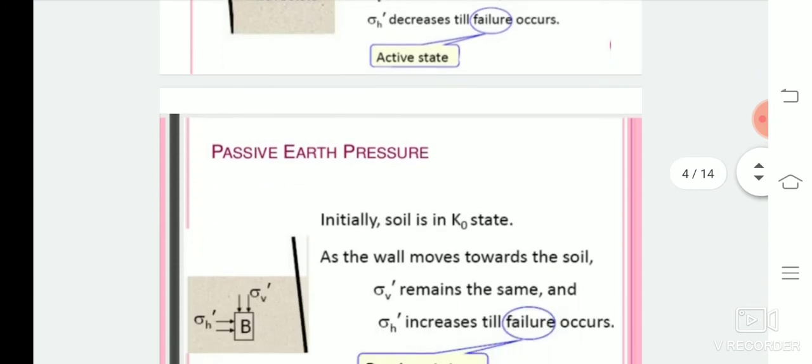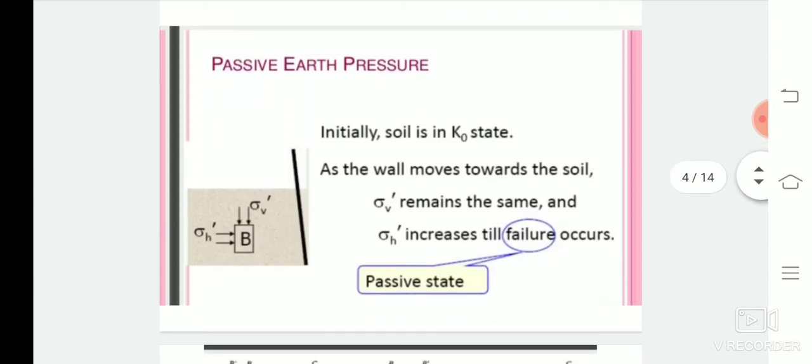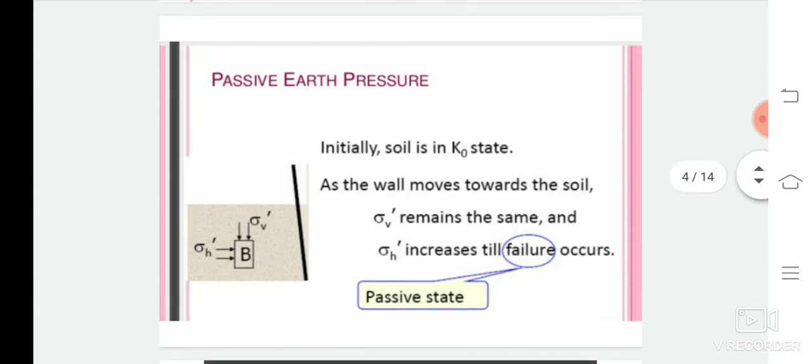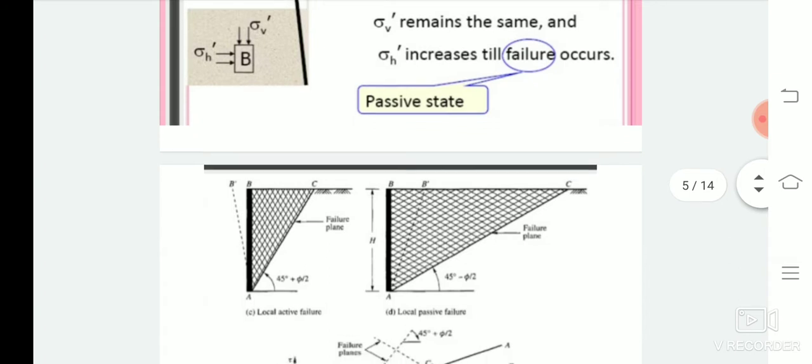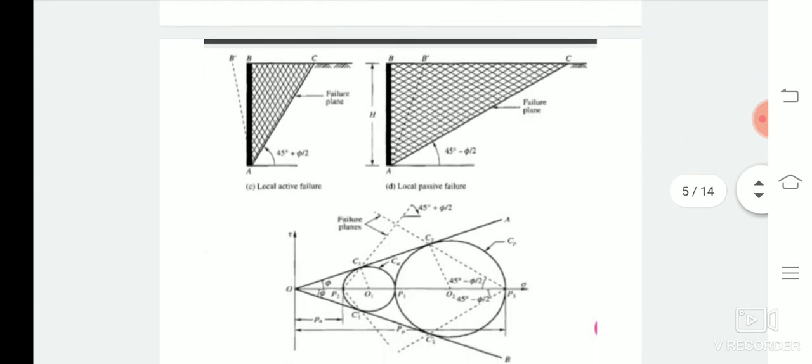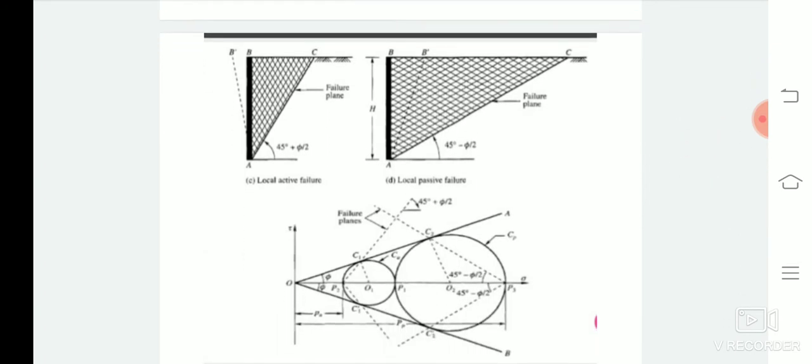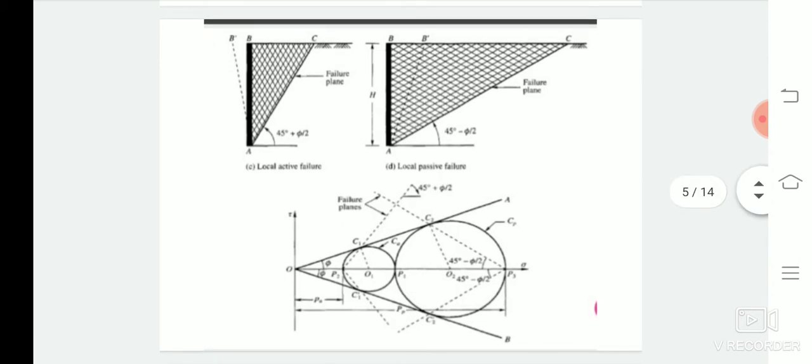And what will be the passive state? Exactly the opposite. That means when the wall moves towards the fill, the value of the lateral pressure, that is sigma h, will increase and sigma v will remain constant. Hence this state is known as the passive earth pressure state. To understand this clearly, let us focus on another diagram. How are these theories developed?